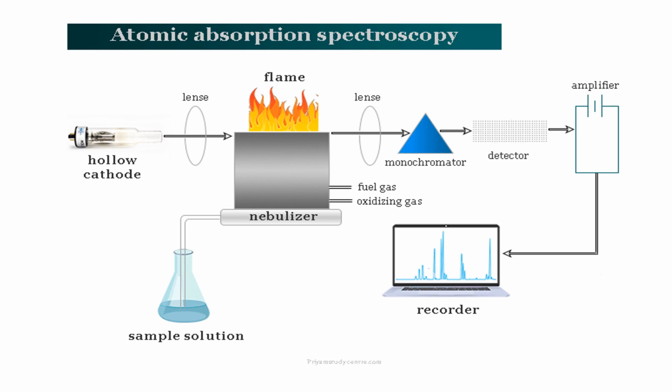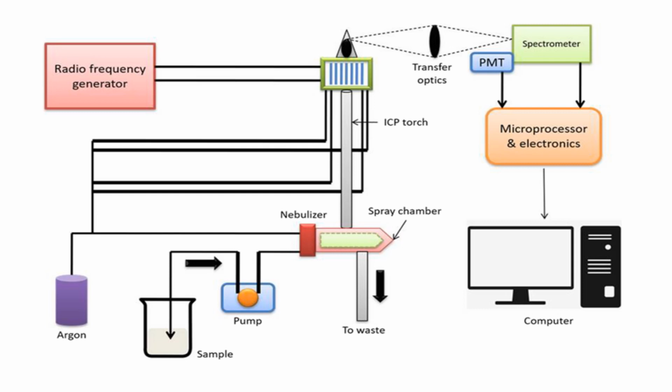Inductively coupled plasma optical emission spectroscopy, ICP-OES. ICP-OES uses an inductively coupled plasma to atomize and ionize the sample, and then measures the emission of light at specific wavelengths as the ions return to the ground state. The intensity of the emitted light is proportional to the concentration of the elements.